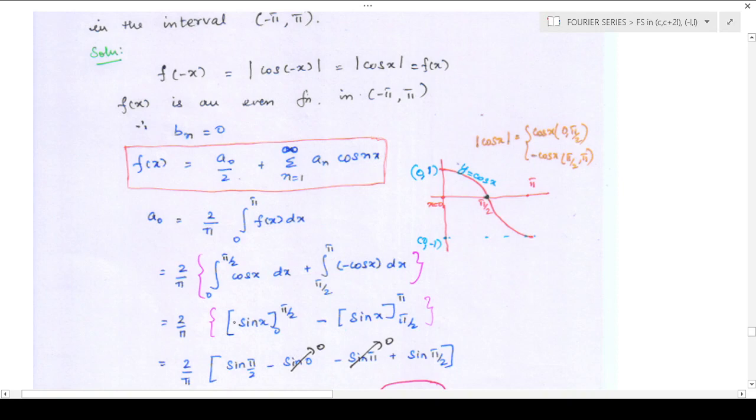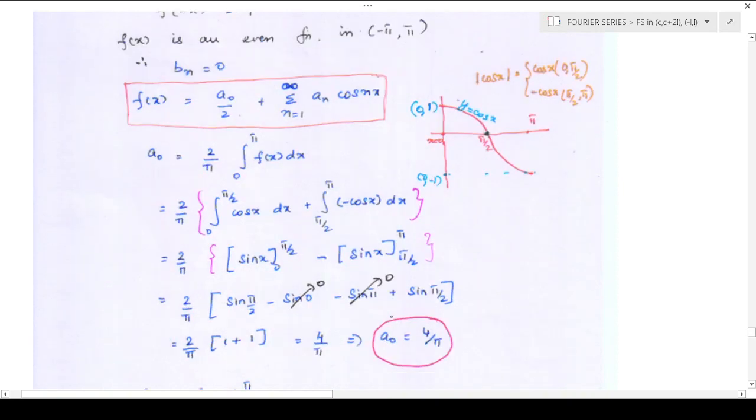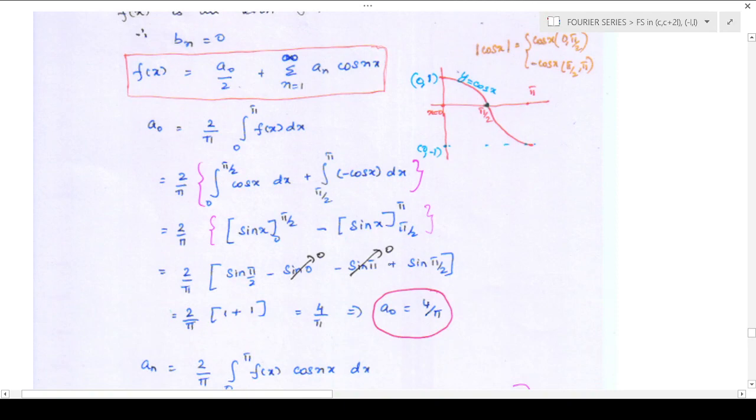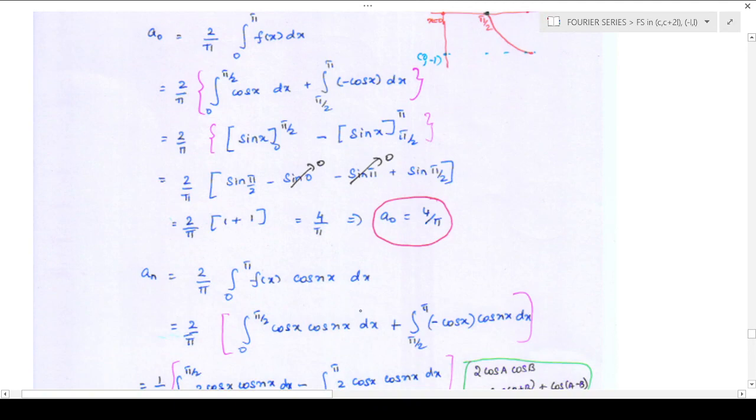Integration of cos x is plus sin x. Applying the limit, you will be getting like this. Sin 0, sin pi are 0. But sin pi by 2 is 1. You are getting a0 to be like this. Similarly, an is 2 by pi, 0 to pi, f of x cos nx dx. It is split as 0 to pi by 2 and pi by 2 to pi. In 0 to pi by 2, f of x is cos x. Here it is minus cos x.